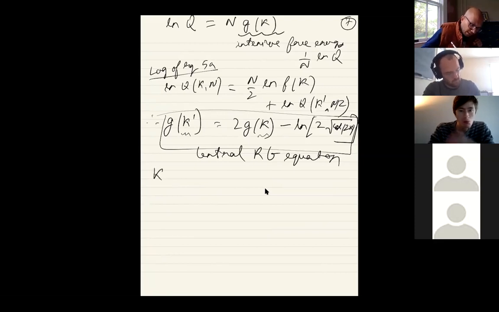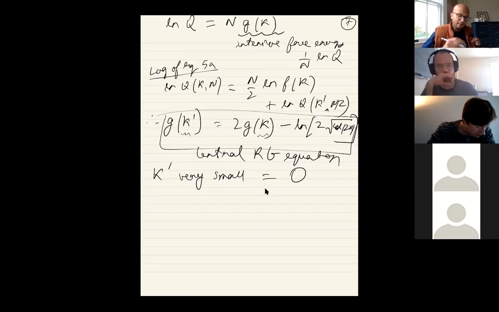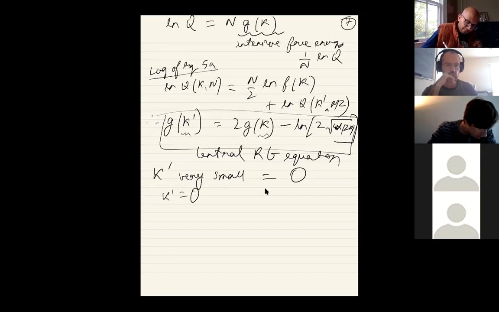Because we can start with a K prime which is very small. Let's say K prime is equal to 0. If there was no coupling between any of the spins, then writing the partition function is trivial. Why? If K prime is equal to 0, what will be the value of our partition function? Anyone wants to help me?